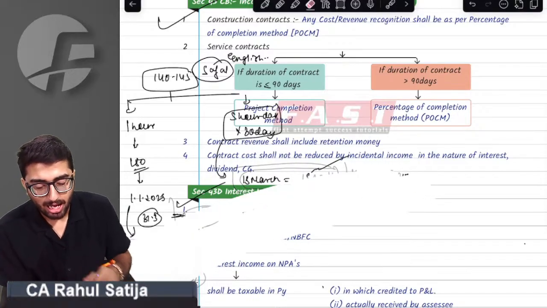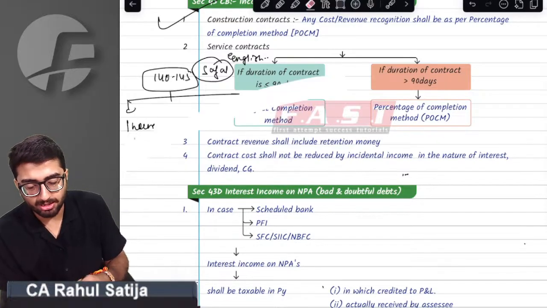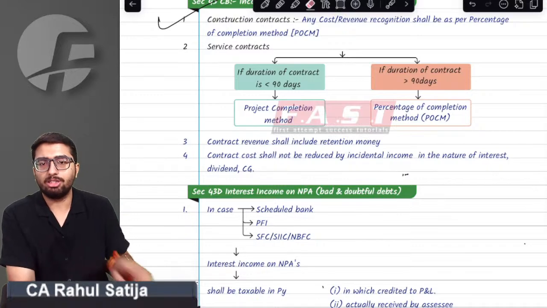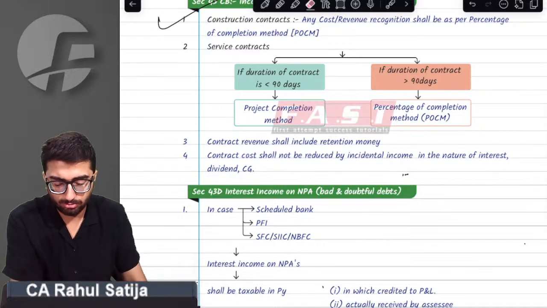Are you all clear with what is the percentage of completion method and what is the project completion method?